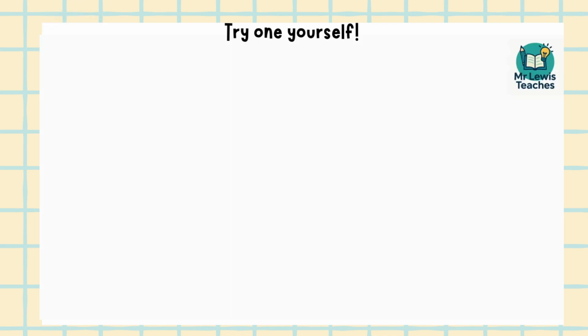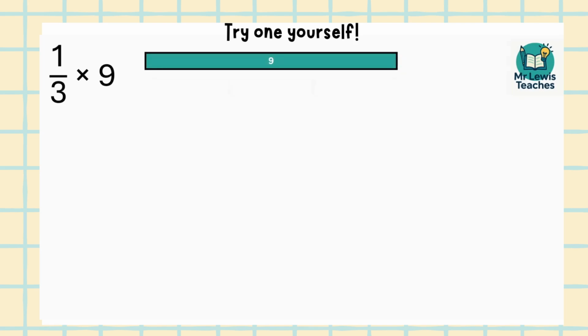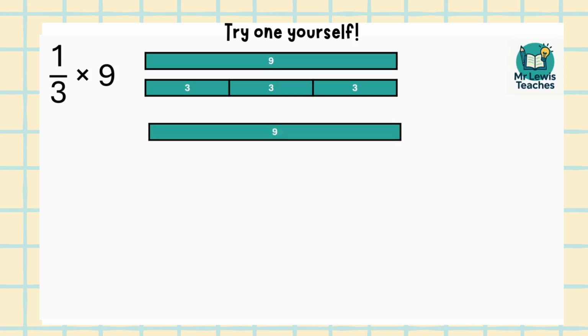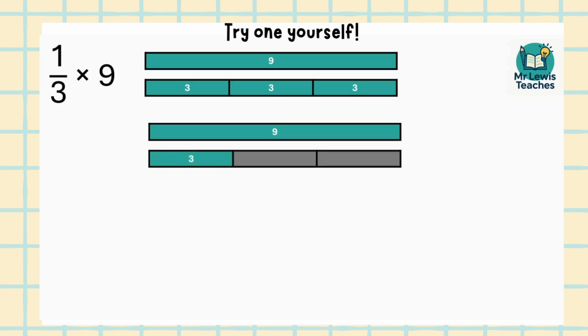Okay, let's check. 1/3 of 9, or 1/3 multiplied by 9. If we split 9 into 3 equal parts, each equal part is 3, and as we're only looking for one of these parts, that means the answer to 1/3 times 9 is 3.